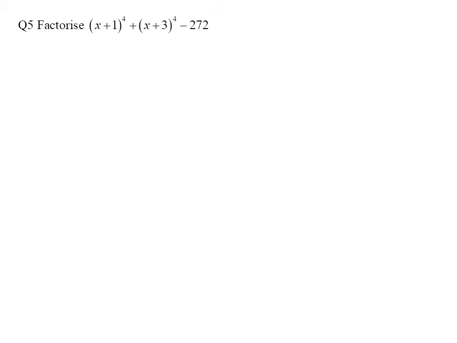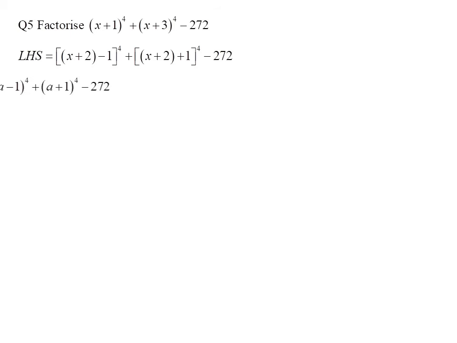Example 5 is to factorize a polynomial expression with x to the power of 4. Here we have observed that x plus 1 can be replaced by x plus 2 minus 1, while x plus 3 can be replaced as x plus 2 plus 1, as shown on the screen. In order to simplify the calculation later on, we assume a variable a as x plus 2. Then the polynomial expression can be written as (a minus 1) to the power of 4 plus (a plus 1) to the power of 4, then minus 272.